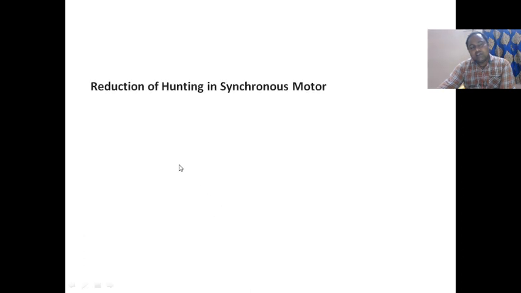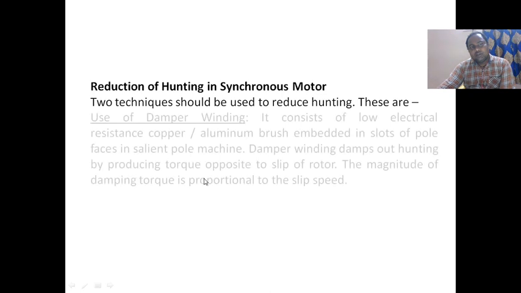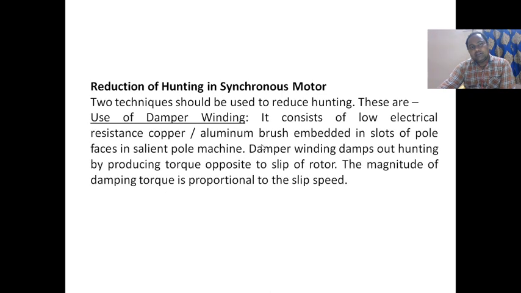So how can we decrease this hunting property? Two techniques should be used to reduce the hunting. The first one is use of damper windings. It consists of low electrical resistance copper and aluminum bars embedded in slots of pole faces in a salient pole machine. Damper winding damps out hunting by producing torque opposite to slip of the rotor. The magnitude of damping torque is proportional to the slip speed.